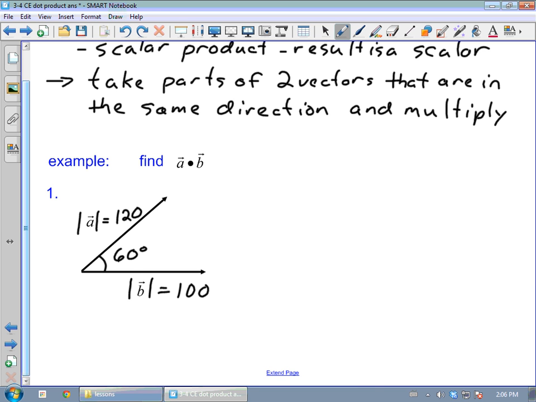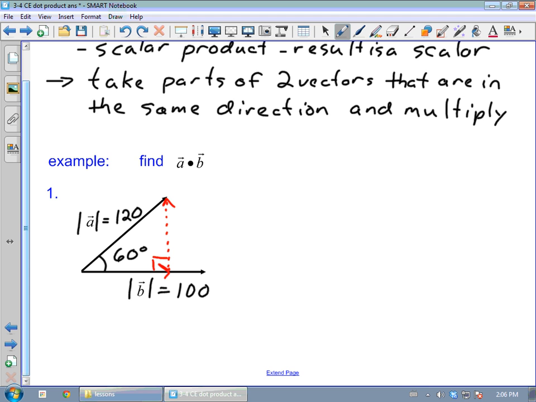What if we wanted to find the component of A that points in the same direction as vector B? We can do that using trigonometry. We can break vector A into its 2 components. One component is going to point in the same direction as B. The other component is going to point perpendicular to B. And we can use trigonometry to figure out what these two components are.